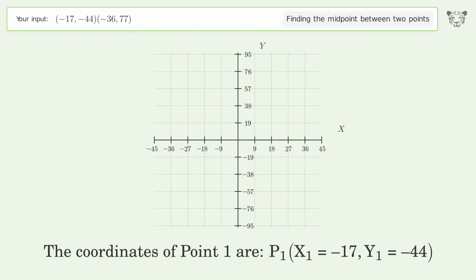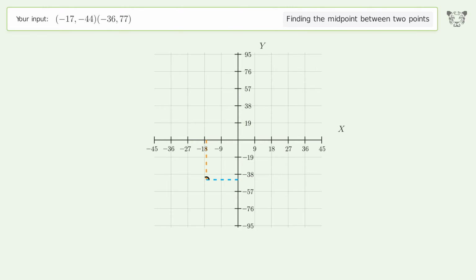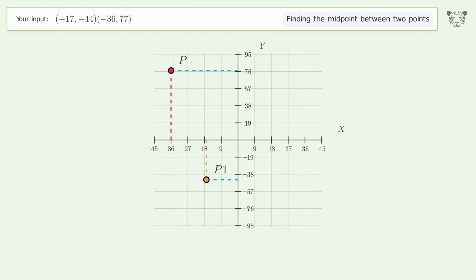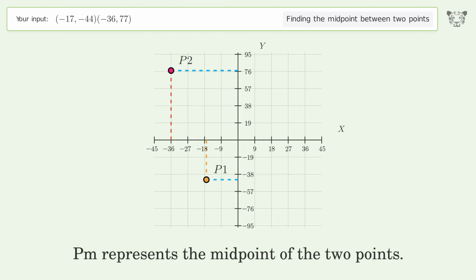The coordinates of point 1 are x1 equals negative 17, y1 equals negative 44. The coordinates of point 2 are x2 equals negative 36, y2 equals 77. PM represents the midpoint of the 2 points.